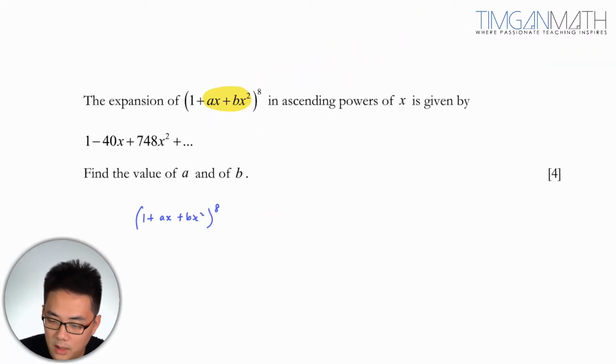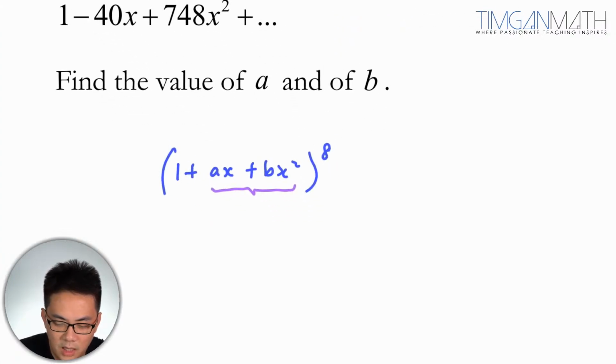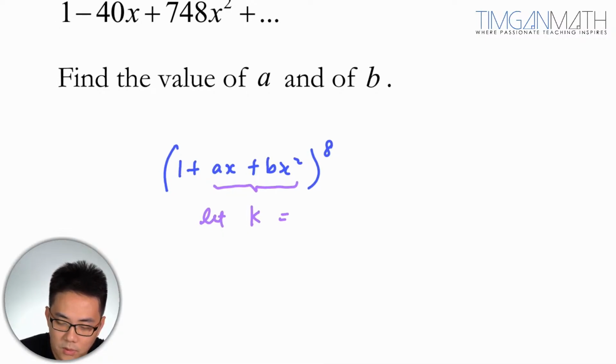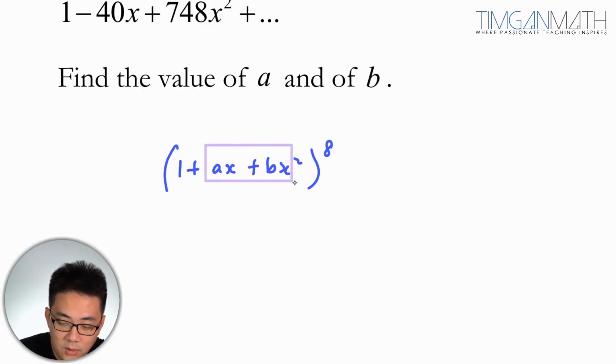Alright, then what we have here is essentially just put this as 1 plus, because this thing here is an entity, let's just let this be k, maybe that'll be good. So let k equal ax plus bx squared. Okay, you could do that, or you just see this as one entity. Then you just expand this part here. I think it's pretty okay.